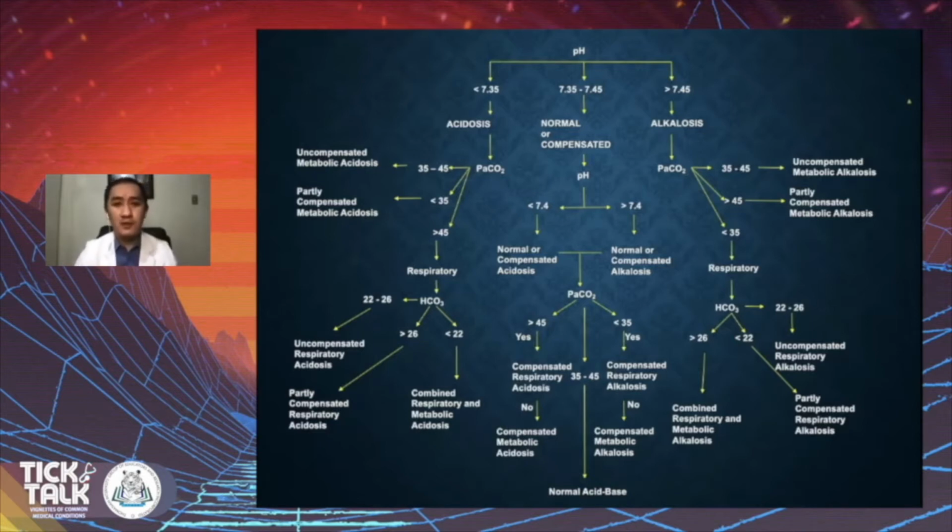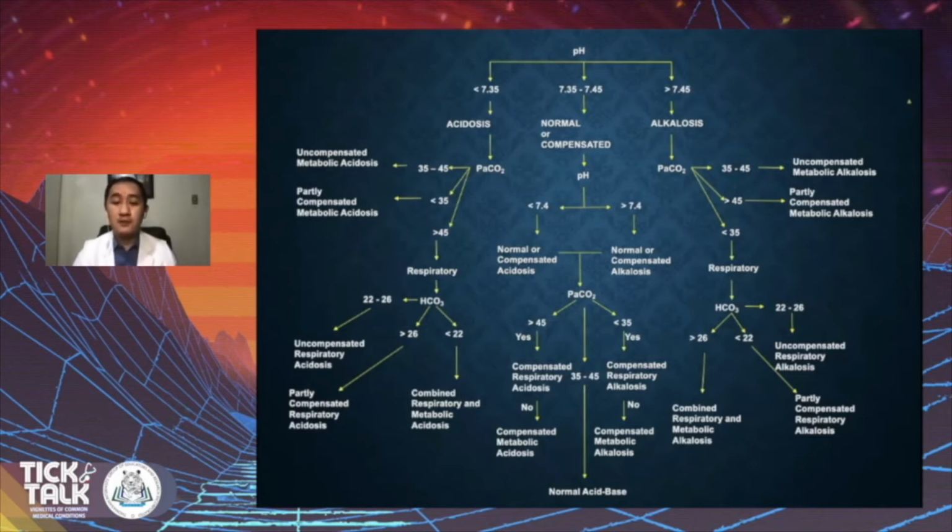Then let's go to the other side of the algorithm, on the right side. If your pH is above 7.45, you are considering alkalosis. Check for the PaCO2 level. If it's normal, it's uncompensated metabolic alkalosis.